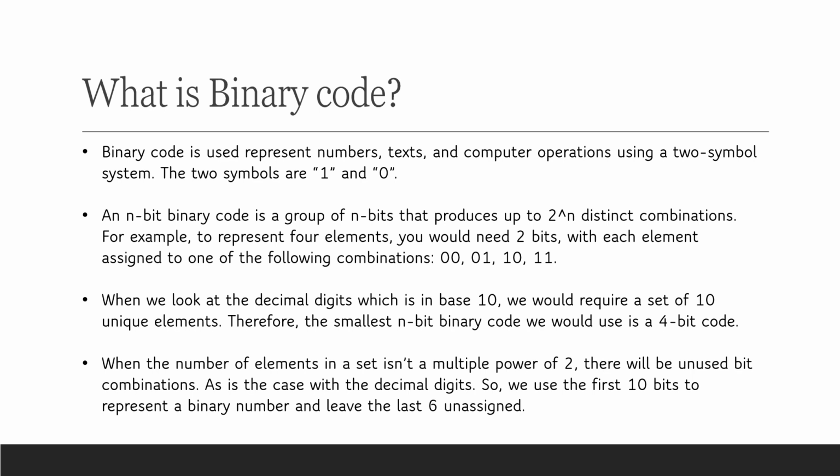When we look at the decimal digits, which are in base 10, we would require 10 unique elements. Therefore, the smallest binary code we could use is a 4-bit code. When the number of elements in a set isn't a power of 2, there are going to be unused bit combinations, as is the case with decimal digits. So we use the first 10 combinations to represent a decimal digit and leave the last 6 unassigned. Now, different binary codes can be obtained by arranging 4 bits into 10 distinct combinations.